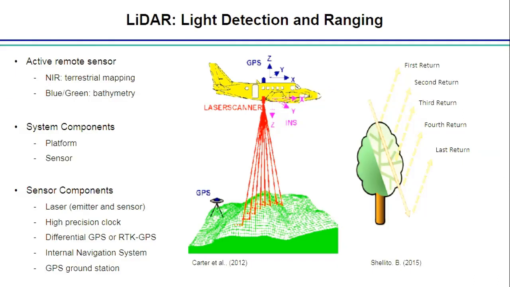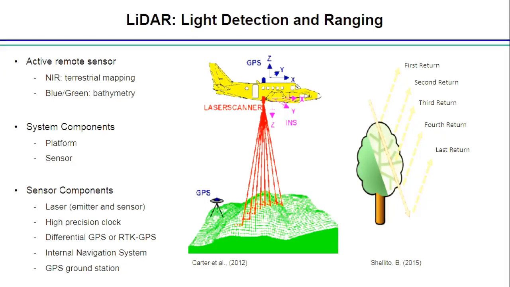So the only geospatial data that this project uses is LiDAR data. LiDAR, which stands for light detection and ranging, is an active remote sensor. Essentially, the sensor emits a beam of light which travels down to the Earth's surface, is reflected by the Earth's surface, and is sent back to the sensor.